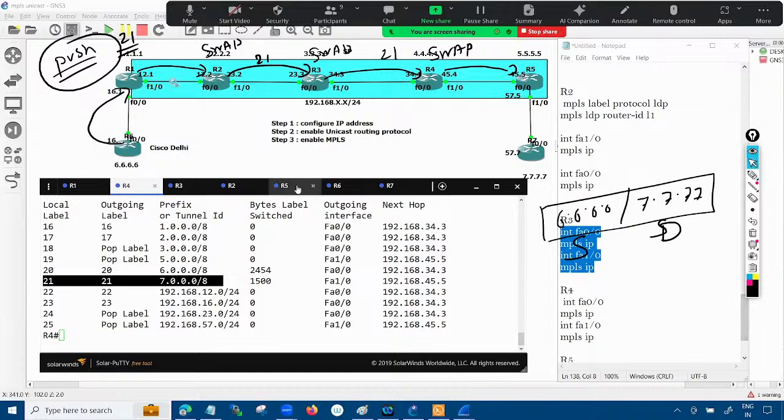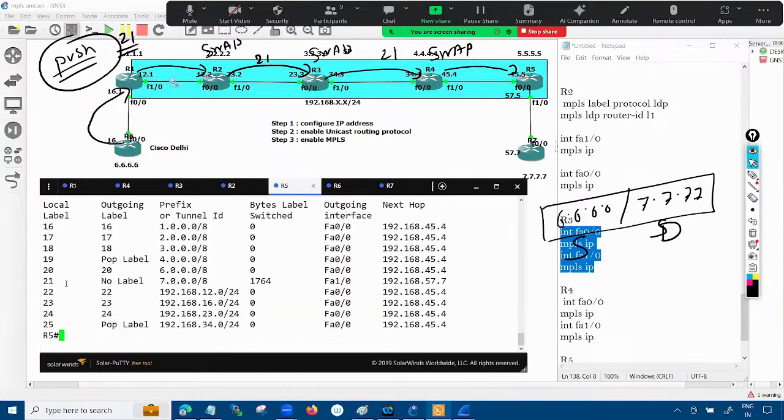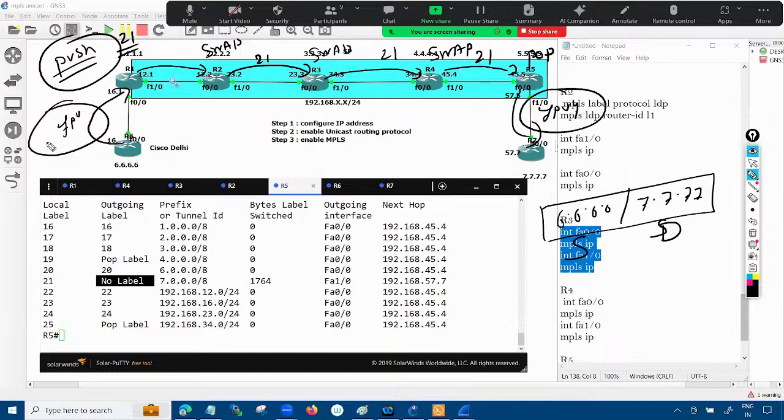And when router 5 receives this packet, the local label is 21, and the outgoing label is what? No label. Why? Because on the outgoing interface there is no MPLS enabled. So it will do the pop operation. It will remove the label 21 and just send the normal IPv4 packet. So from here I send the IPv4 packet, and from here I receive the IPv4 packet. The customer has no idea that MPLS has been enabled on the service provider side. They receive the normal IPv4 packet, as they have sent the normal IPv4 packet.